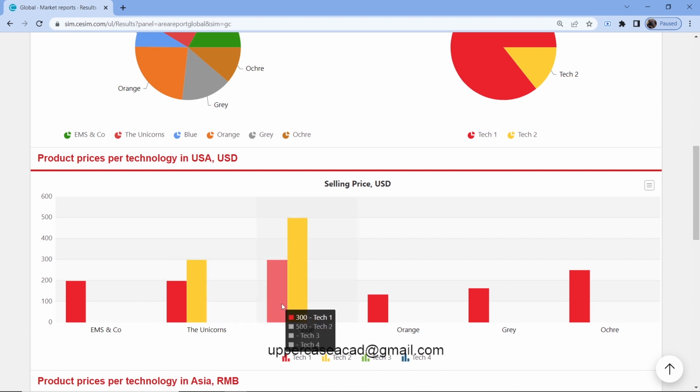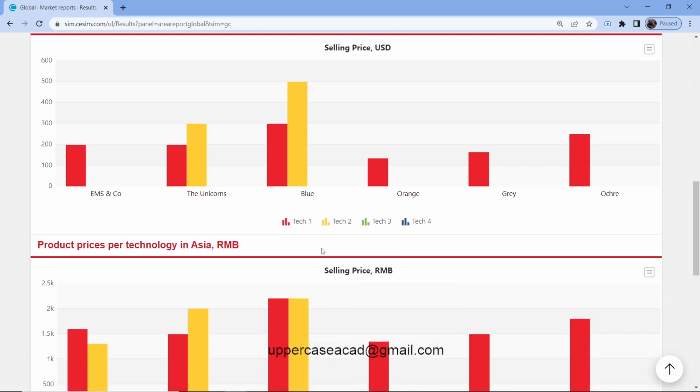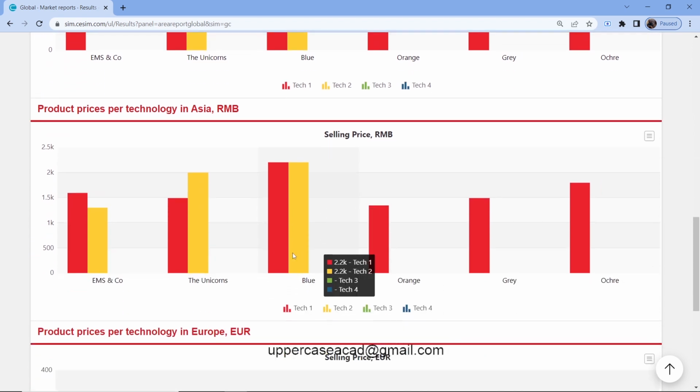And for the Tech 2 product, you can see that the Tech Blue company priced their Tech 2 at 500. I priced mine at 300. It is below, just not by as much as the others. So I think I'm gaining some market share from there. For the Asia market, again, I didn't price mine as high as possible, or as low as the EMS. Same for the Taekwon product, I didn't price it as high as the blue, and as low as the orange company.